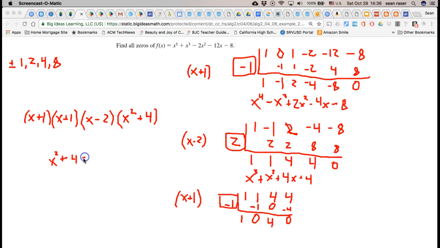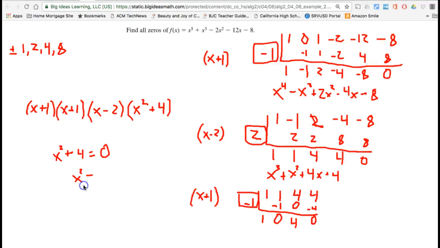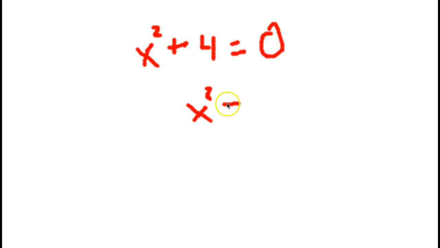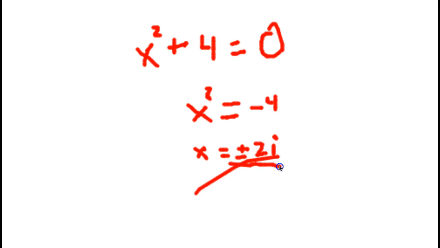So x squared plus 4 equals 0. In this one, you can see we're going to get an imaginary solution because we subtract 4 from both sides. So we get x squared equals negative 4. Taking the square root, we get x equals plus or minus 2i. So our solutions are plus or minus 2i, 2, and then negative 1 and negative 1. Those are the 5 solutions.